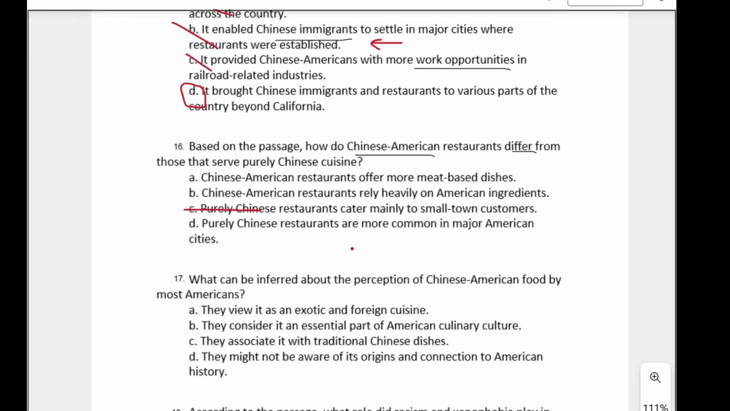And the whole text focuses on Chinese American food and the rise of it. So purely Chinese restaurants, the text talks about how it needs to use a lot of American influences in order to appease local populations in America. So we're sort of between A and B. Now, what's the difference? Let's go back to the text.